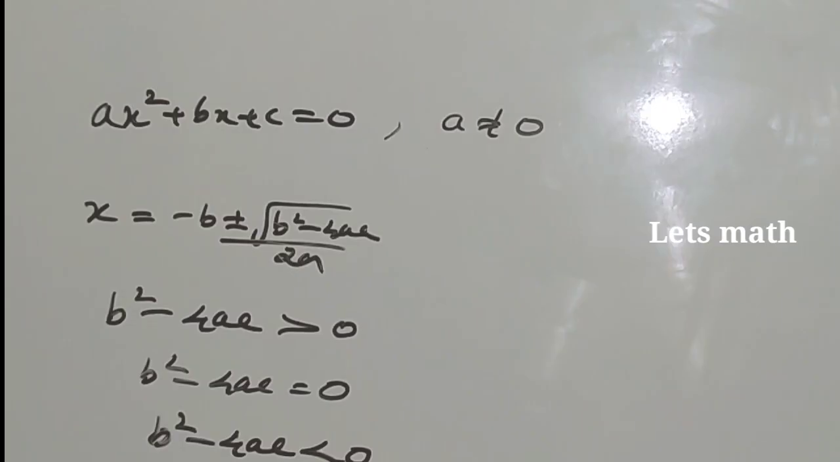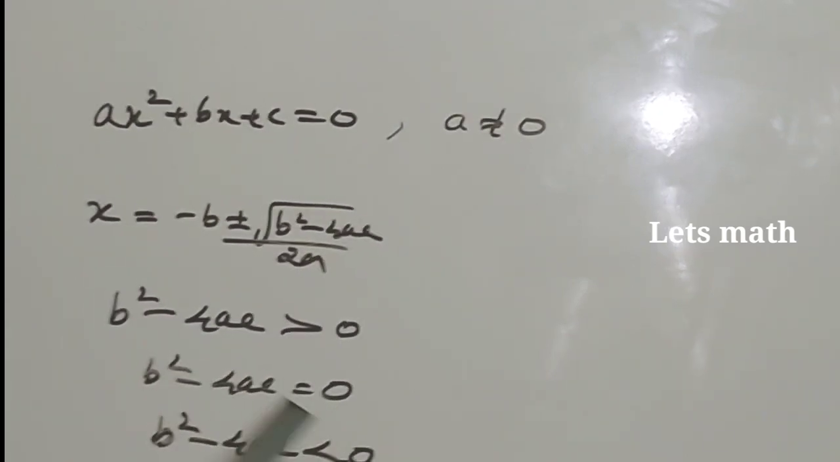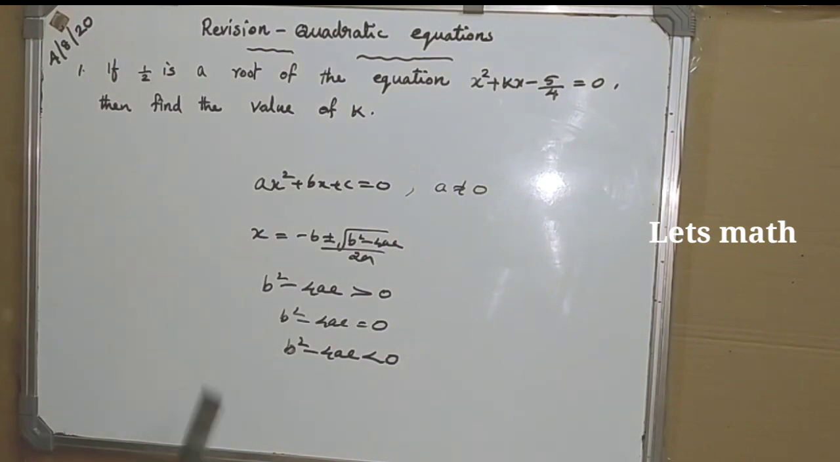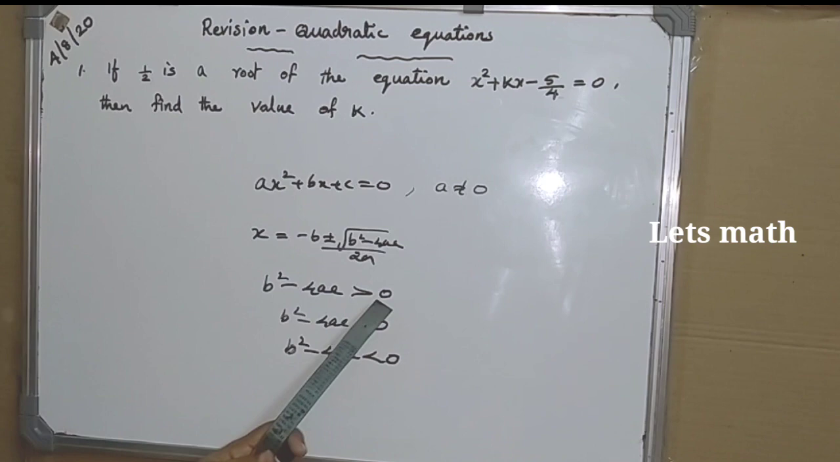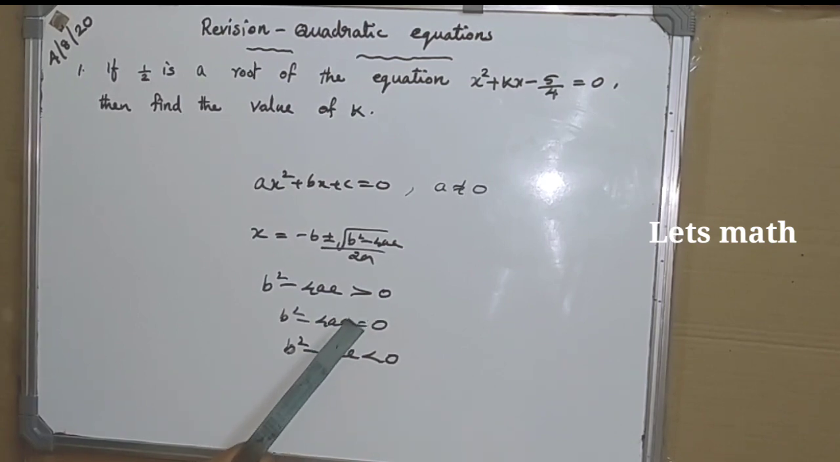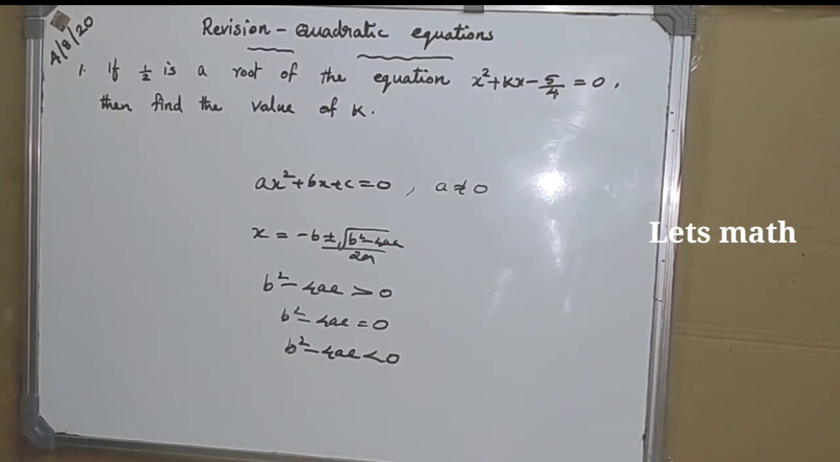Or you can say b square minus 4ac greater than or equal to 0 means the equation has real roots. And real roots means two distinct roots or two equal roots. If b square minus 4ac is greater than 0, it has two distinct roots. If it is equal to 0, it has equal roots. So in these two cases, there are real roots.